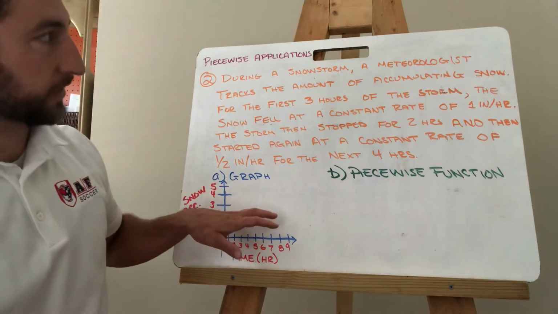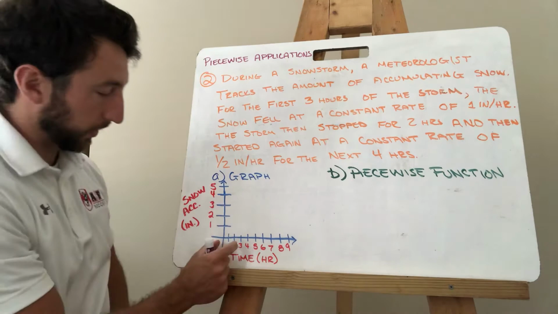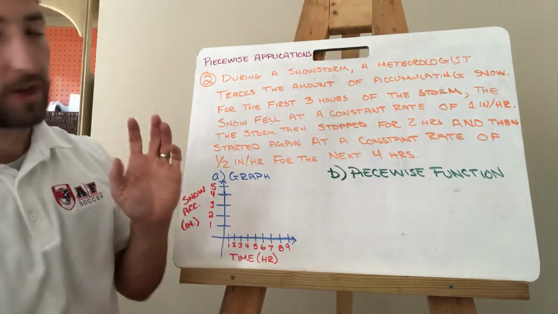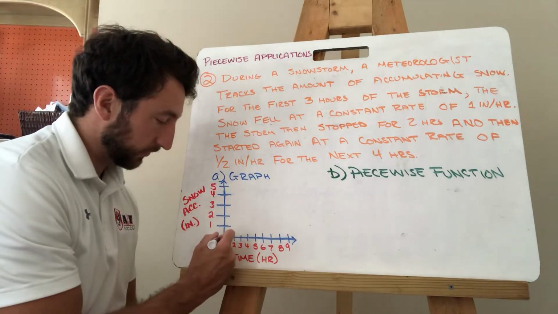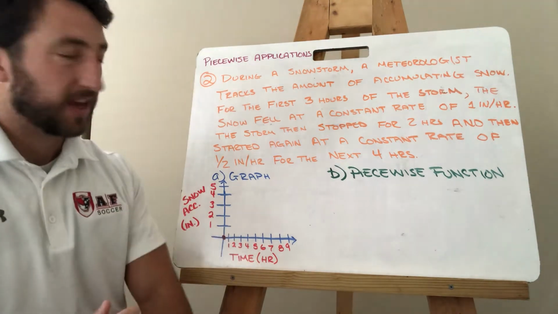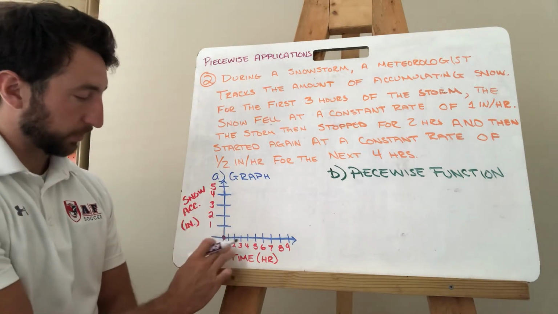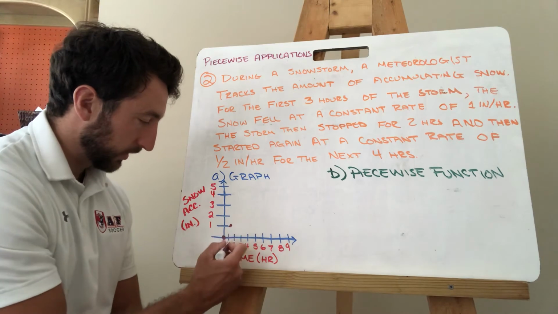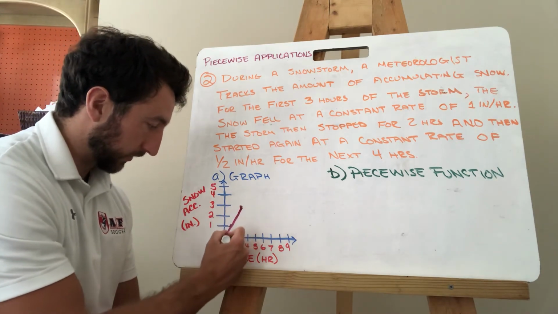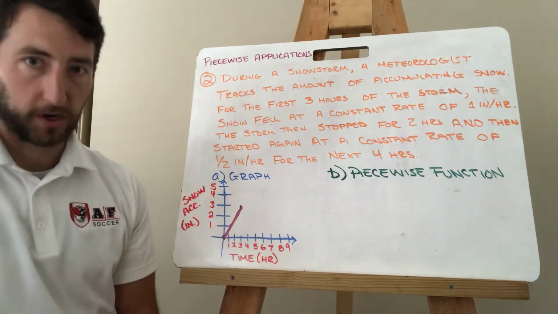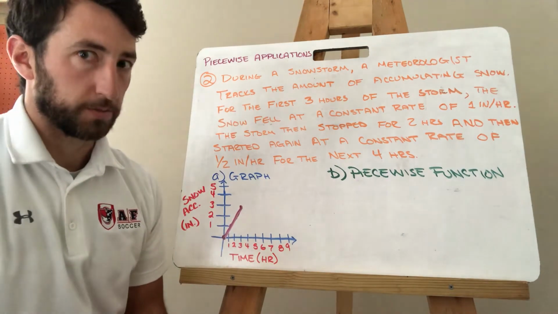So let's graph it to start with. Our first part says the first 3 hours of the storm, so that's restricting our domain to this first 3 hours. We have no snow accumulation at the very beginning, so I'm going to put a dot right there. And then it's accumulating at 1 inch per hour, so my slope is just 1. And it is accumulating for 3 hours. So that's that first part of the storm, that first 3 hours where it's snowing at 1 inch per hour.